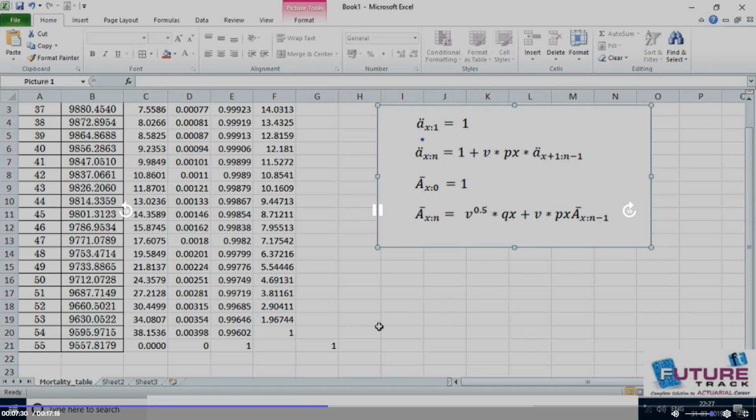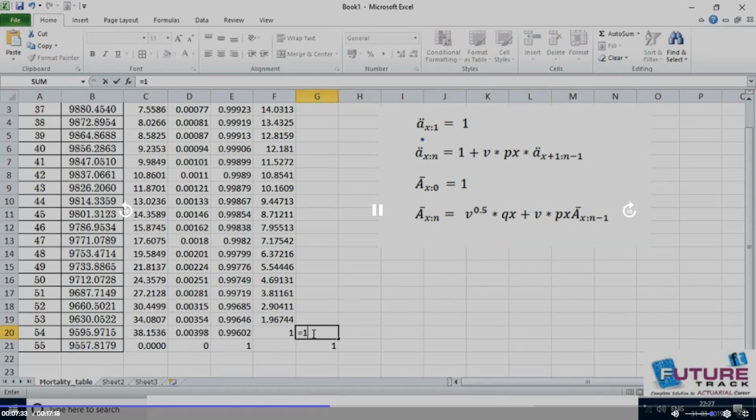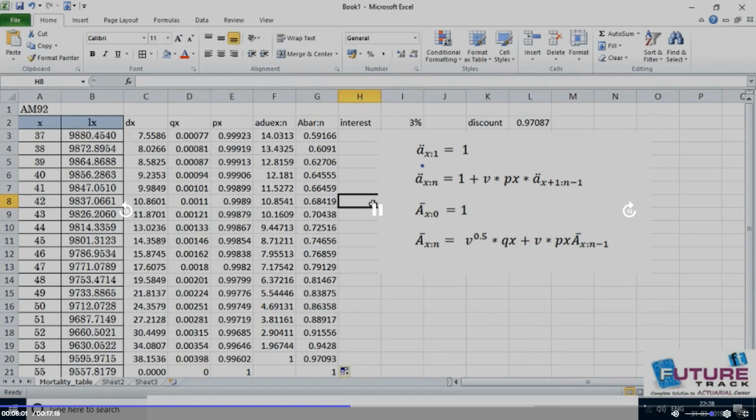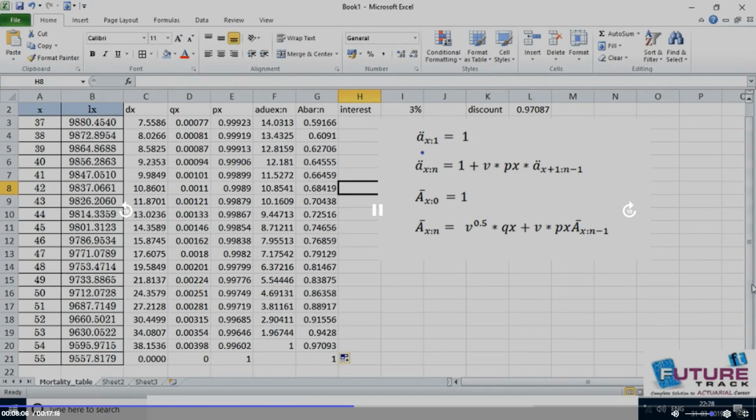Fine. Now to find the result, let's first write the given information. Premium is equivalent to 3380. This 3380 is my premium. Let's give the name as P. Px this as P into A bar x1. Fine. And the same way drag above. Sum assured you will get 75,000. So we get the result name as A due xn and A bar xn.